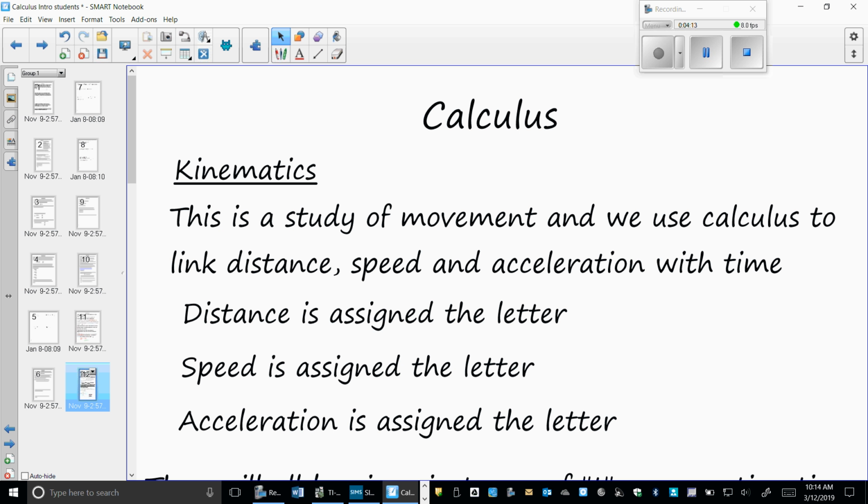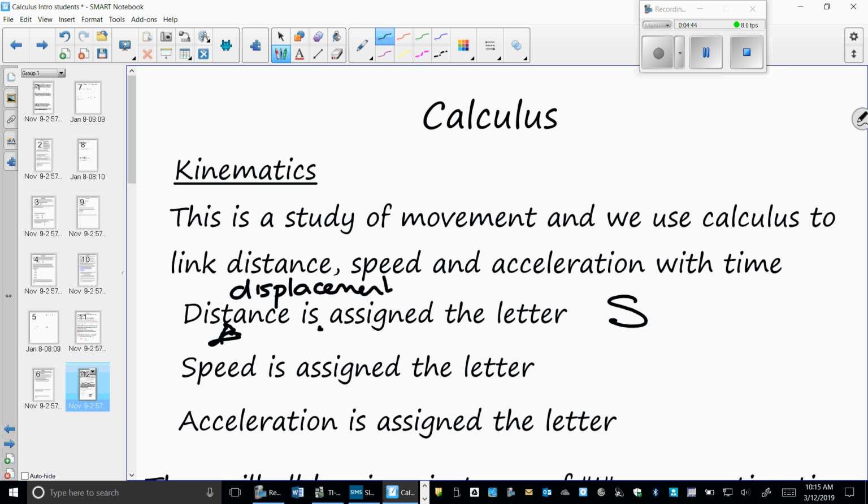So there'll be expressions or formulae given to you for either the distance, the speed, or the acceleration. And the variable that they will be using is always going to be t for time. Now, distance is assigned the letter s. It's actually displacement, if we're getting really fancy, and those of you that do physics will know that. So the distance travelled is equal to the displacement, and that's given s.